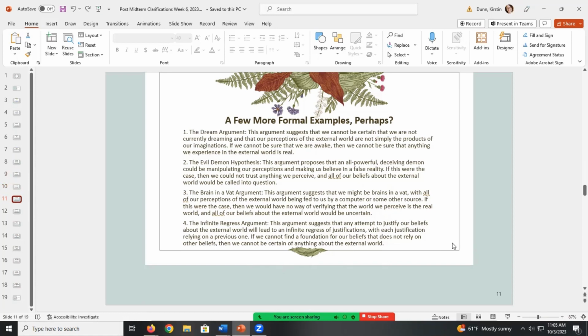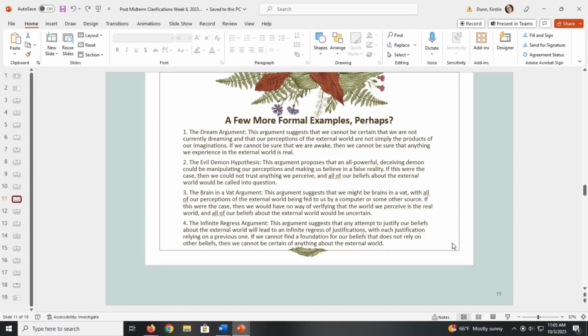A few more formal examples, perhaps. The dream argument. This argument suggests that we cannot be certain that we are not currently dreaming and that our perceptions of the external world are not simply the products of our imaginings. If we cannot be sure that we are awake, then we cannot be sure that anything we experience in the external world is real. So this is the first kind of practical example.